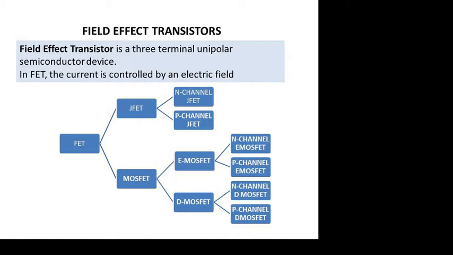So the classification of FET: it is mainly classified into two types, JFET and MOSFET. JFET means junction field effect transistor, and MOSFET is the metal oxide semiconductor field effect transistor. JFET is again classified into two types, N-channel JFET and P-channel JFET, and MOSFET again has two classifications: the enhancement mode MOSFET and depletion mode MOSFET. They have their N-channel and P-channel counterparts also.